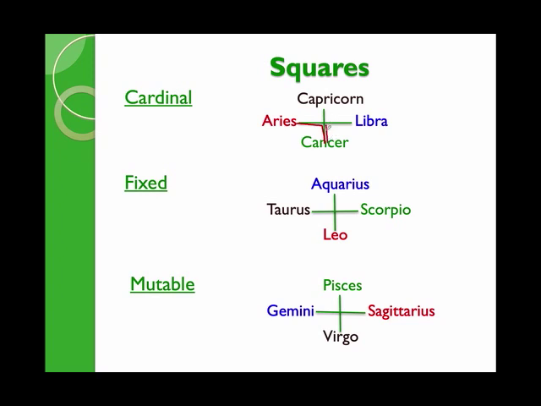And then you have another square, Cancer to Libra. And then you have a square, Libra to Capricorn. And then you have a square, Capricorn to Aries. So those are the squares. Those are the cardinal squares. Here are the fixed squares, and you do the same thing. And here are the mutable squares. Gemini square to Virgo, Virgo square to Sagittarius, etc., etc.